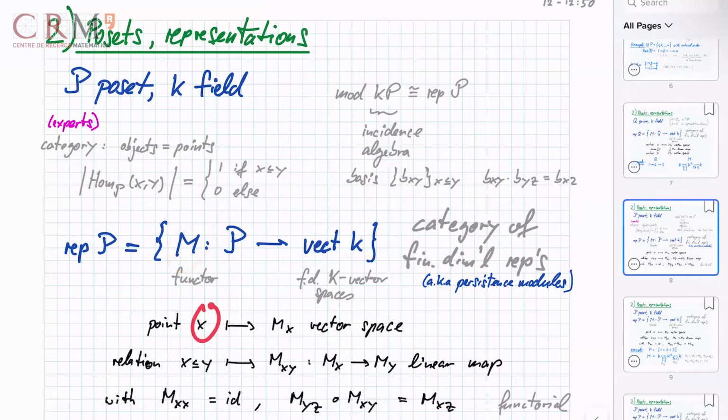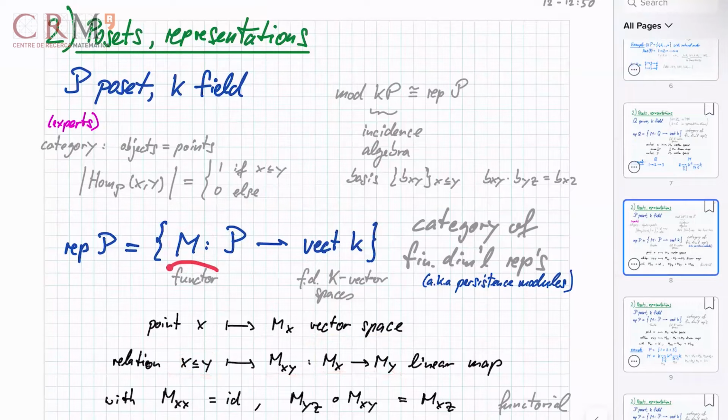I want to replace every point by a vector space Mx. And now the poset structure, so the relation x is smaller than y, should be represented by a linear map between the corresponding vector spaces. So for every order relation x is smaller than y, I give myself a linear map Mxy that goes from Mx to My.